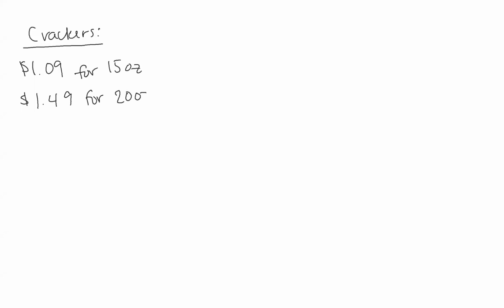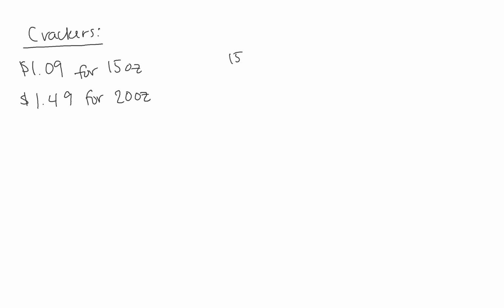Let's look at another example. For this one, let's say we have crackers, Ritz crackers, saltine crackers, I don't know, just some kind of crackers. So this time we're looking at crackers. The first box of crackers is $1.09 for 15 ounces. The second box of crackers is more, it's $1.49, but it's also more ounces. So we have to go deeper. We have to look at the unit price to figure out which product is actually cheaper.